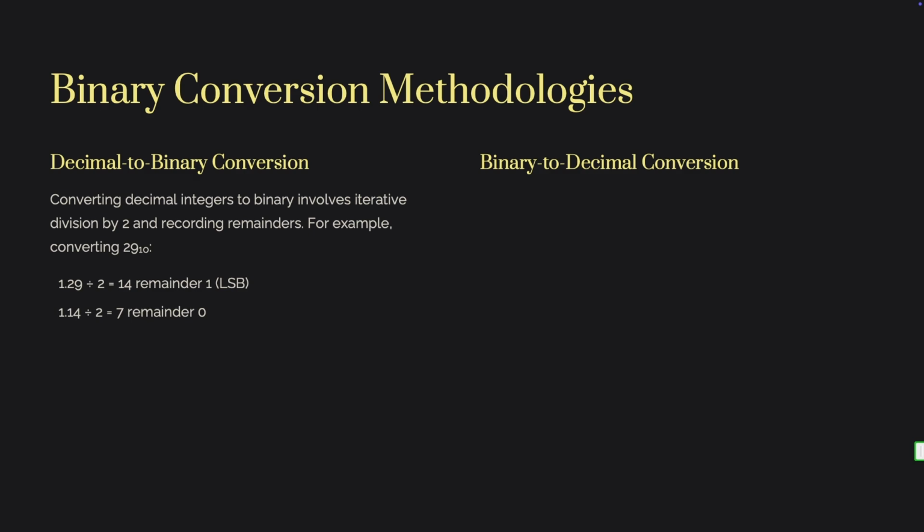Remainder 0, now 7. 7 divided by 2 is 3, remainder 1. Now 3. 3 divided by 2 is 1, remainder 1. Now 1. 1 divided by 2 is 0, remainder 1. That's our MSB. And we stop because the quotient is 0.